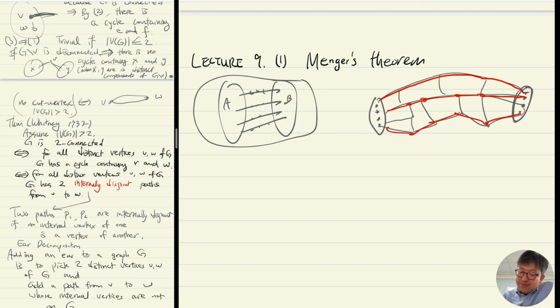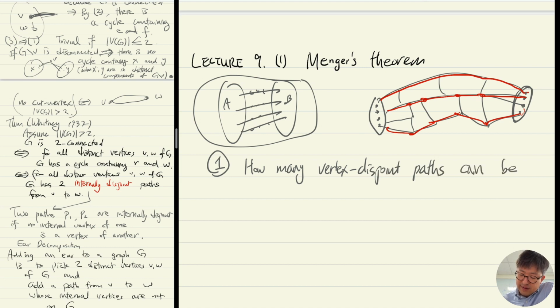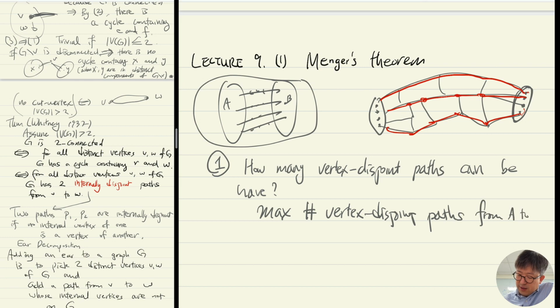So the one question is, how many vertex disjoint paths can we have? So in other words, what is the maximum number of vertex disjoint paths from A to B. Okay.